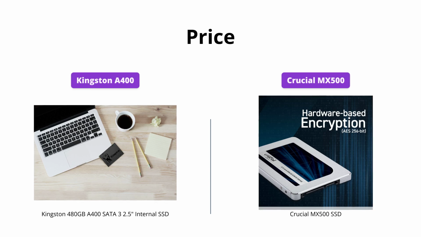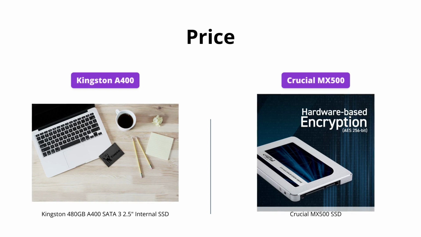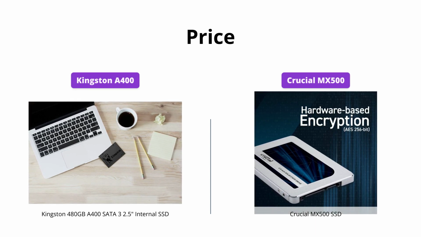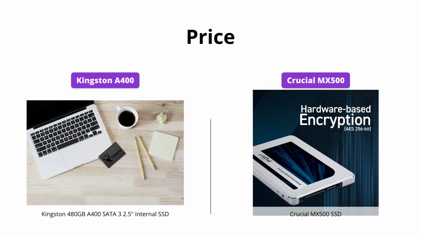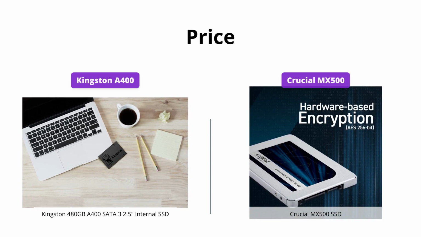In terms of price, Kingston A400 has a clear advantage with a price of $23, whereas Crucial MX500 is priced at $51. However, given the additional features offered by Crucial MX500, the extra cost might be worth considering.